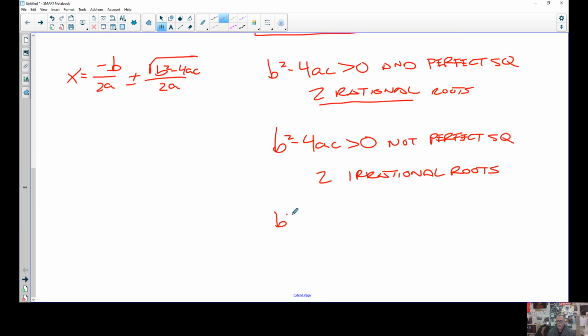Now, what about if b squared minus 4ac is less than 0? That means we're going to have a negative under the square root. When we get a negative under the square root, what did we learn from this section already? It means this piece right here is going to be an imaginary number. And then we're going to have a real number. When we have a real number plus or minus an imaginary number, what do we call that? That's a complex number, right? So we are going to have two complex roots.